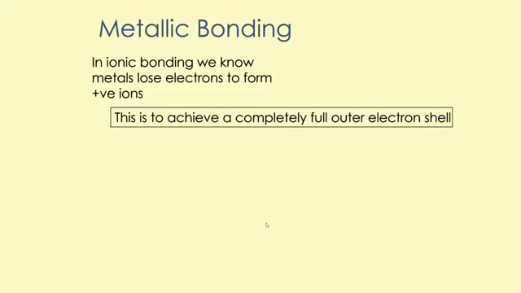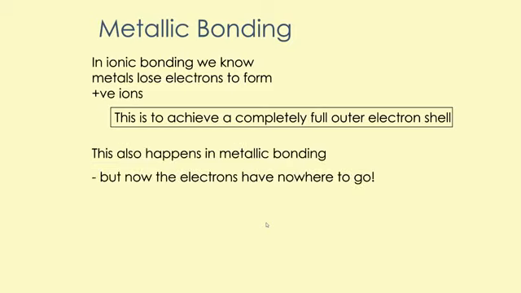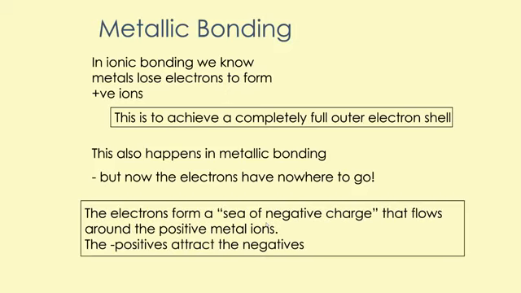So in metallic bonding, we're going to look at where it's just metals. In ionic bonding, we've already met that metals lose electrons to form positive ions, and that's to get a full outer shell. In metallic bonding, the electrons don't have any non-metal atoms that they can go to, so they just become delocalized. So you get this sea of negative charge that just flows around the positive metal ions.